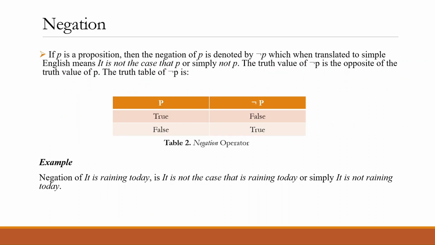Now, let's discuss the negation operator. If P is a proposition, the negation of P is denoted by ¬P, notice the sign, which when translated to simple English means it is not the case that P, or simply not P. The truth value of not P is the opposite of the truth value of P. And the truth table of not P is this one. When P is true, not P is false, while when P is false, not P is true. Example, the negation of it is raining today is it is not the case that it's raining today, or simply we can state it as it is not raining today.